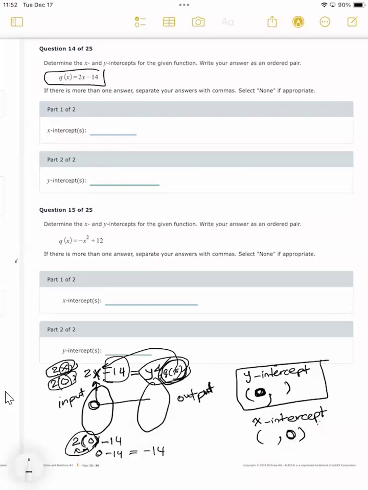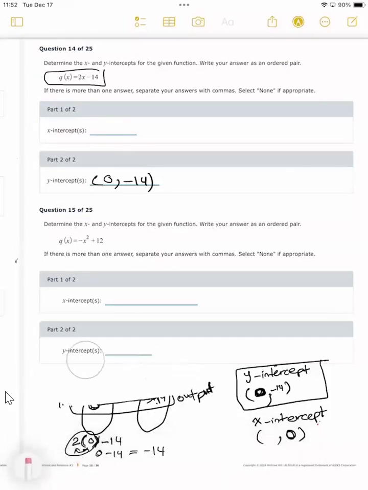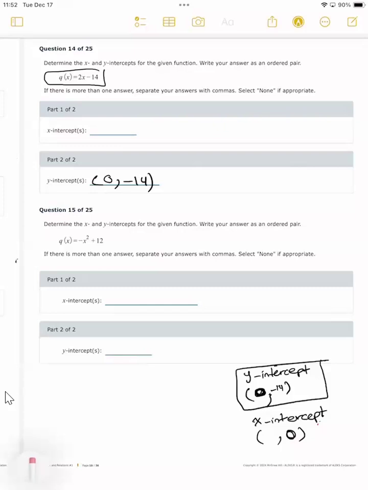So when x is 0, the output is negative 14. This is how we find our y-intercept. So when x is 0, y is negative 14. That's our ordered pair. And we call that y-intercept. So y-intercept is (0, -14). And next, we want to find the x-intercept. To find the x-intercept, we write the equation.